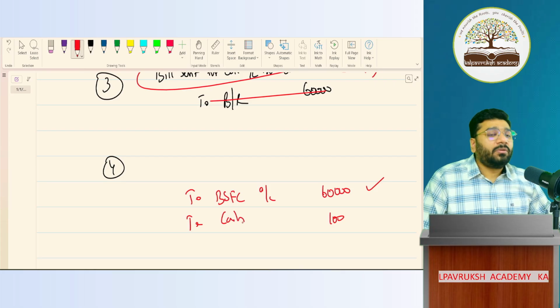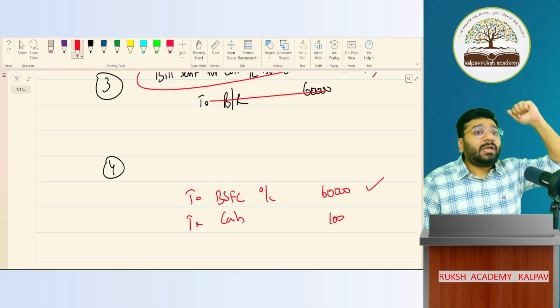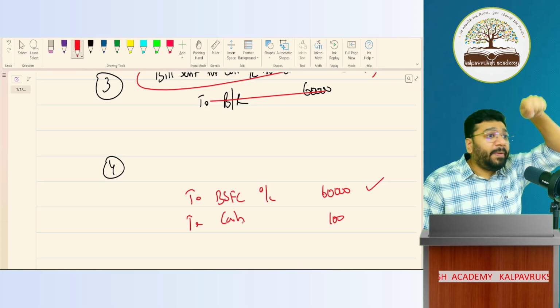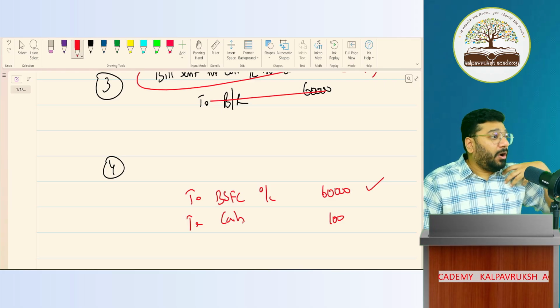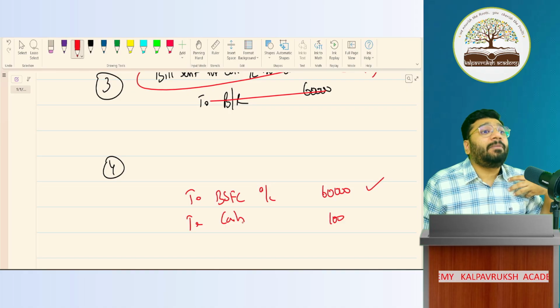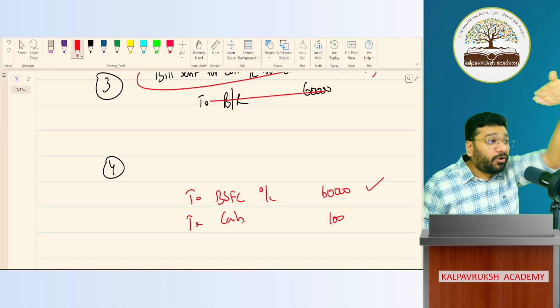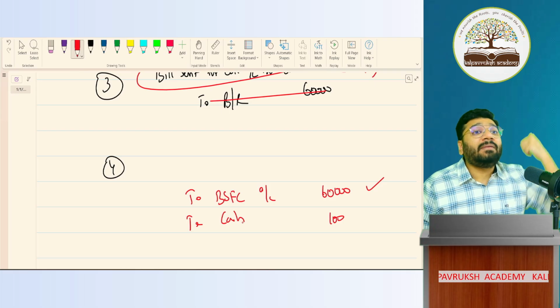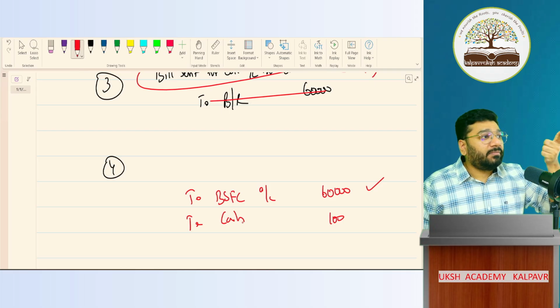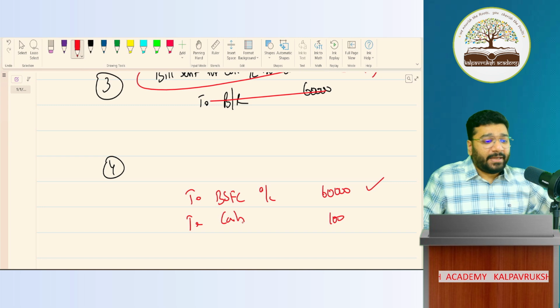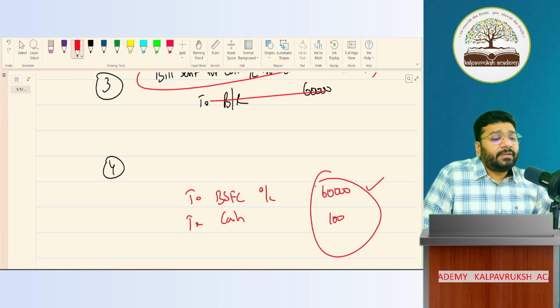Who got the notary public? The banker. But to the notary public, who paid the money? We paid the money because the bank will not pay. The bank is not an individual party. He is an agent, a representative of the seller. So who will be the ultimate person to pay the money? The seller. And the seller will recover this money from the buyer. So from the buyer, in total, how much should I recover? 60,100.